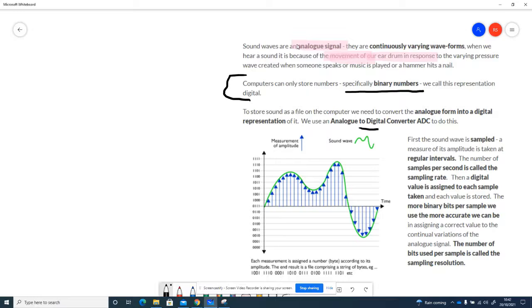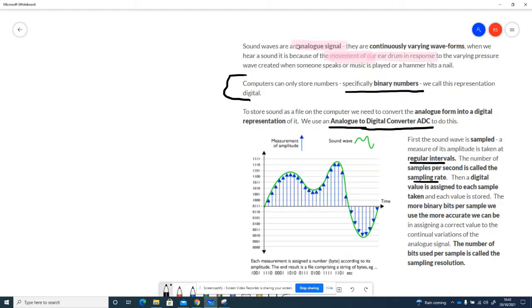To do that, we use this thing called an analog to digital converter. You'll sometimes see that reduced to the idea of ADC, analog to digital converter. And we do that by sampling the sound. So what we do is take a measurement of the amplitude of the sound at a given point, and we do that at regular intervals. So regular intervals are sampled, and the number of samples per second is called the sampling rate.